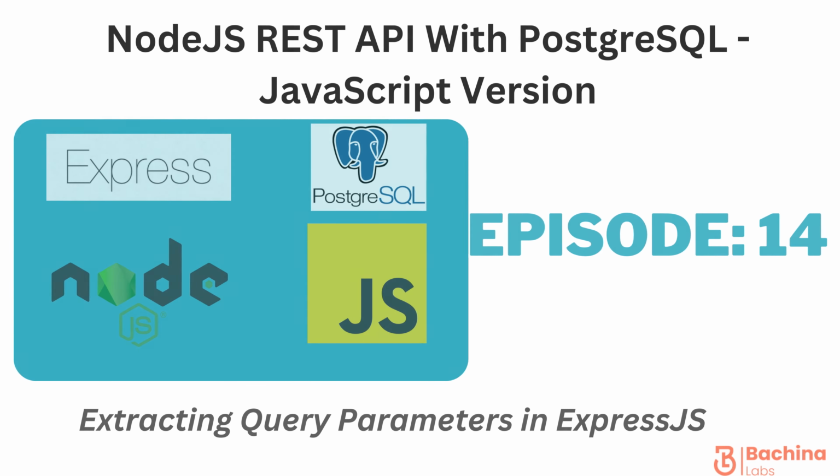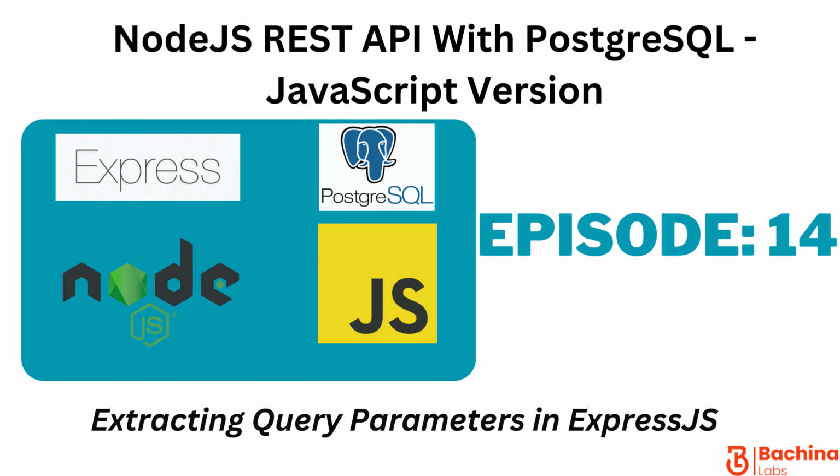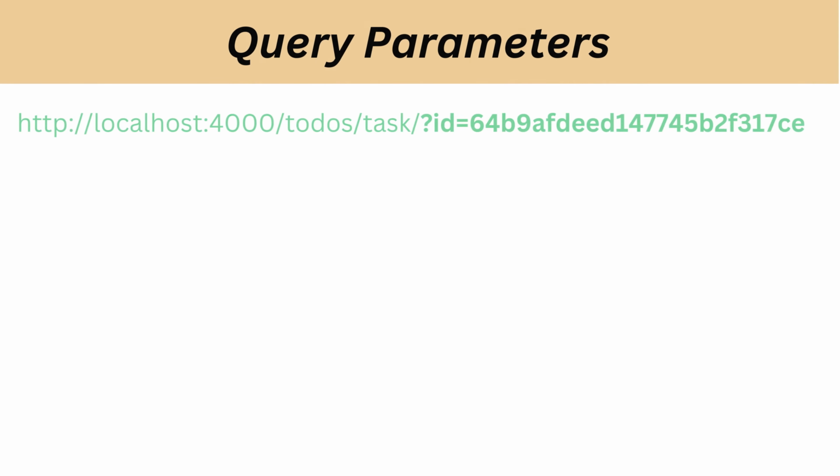In this episode, we are going to see how to extract query parameters in RESTful APIs. Since we are building this Node.js REST API with the Express.js framework, we are going to see how to extract query strings or query parameters from URLs in the Express.js framework. For those who don't know what query parameters or query strings are, this is how it looks.